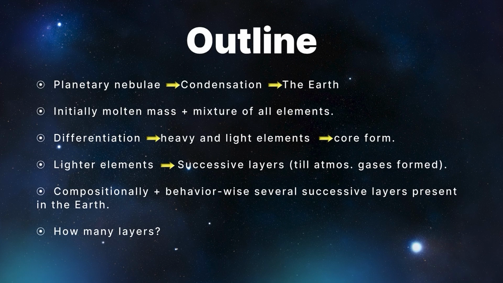Later on, after this, the lighter elements differentiated in the form of successive layers till the atmospheric gases were formed, and finally, compositionally and behavior-wise, several successive layers are present in the earth. So how many layers are present in the earth? That is an important issue that we need to know in this lecture.